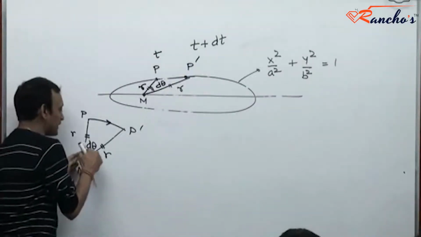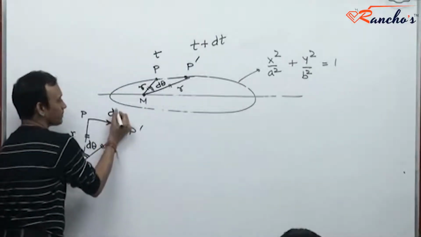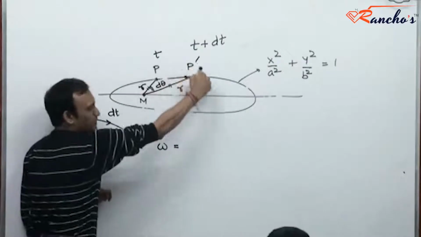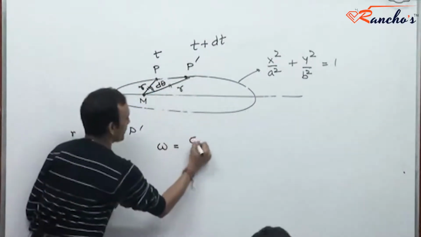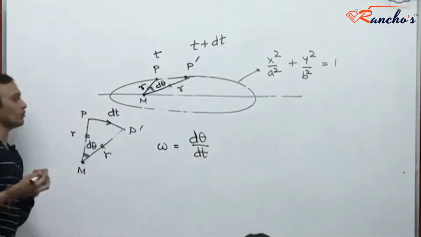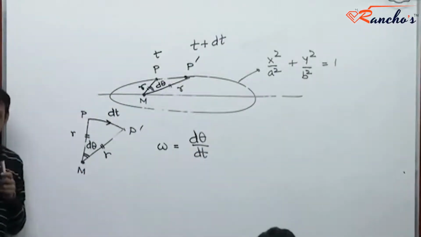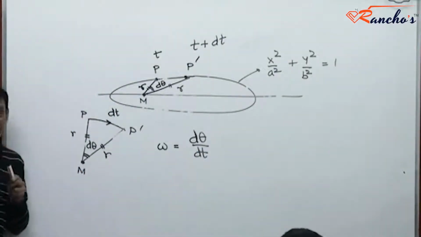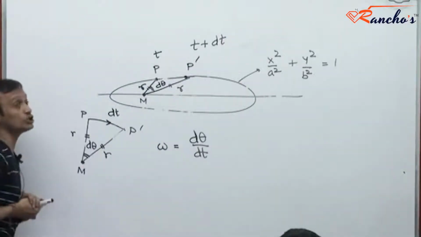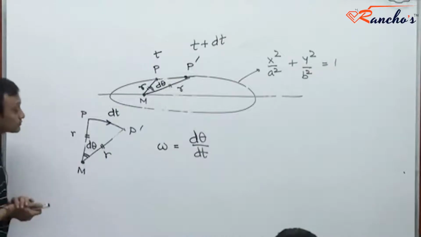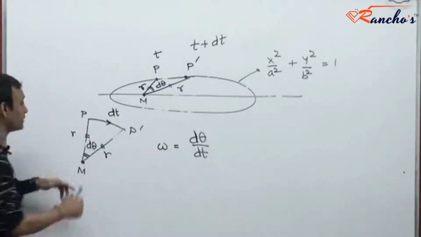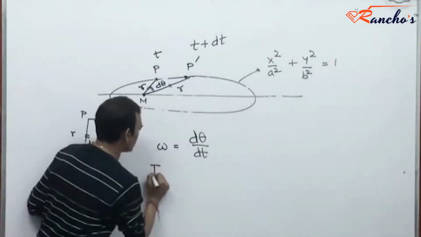Since it's describing an angle d theta in time dt, its angular speed over pp prime is d theta by dt. That is, d theta dt is going to be its angular speed, and its angular momentum is going to be I times omega, its angular momentum about m.